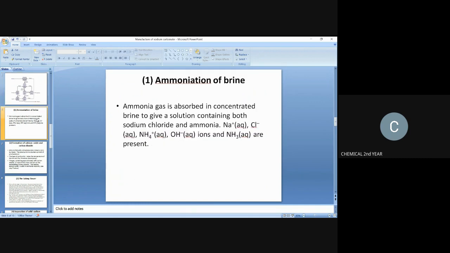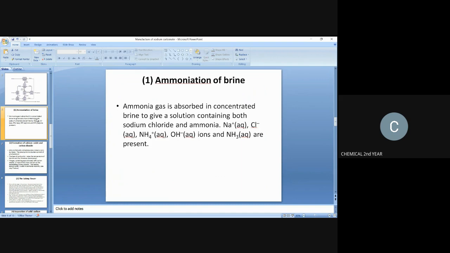The first step is ammoniation of brine. Here, ammonia gas is absorbed in concentrated brine to give a solution containing both sodium chloride and ammonia. Na+ aqueous and Cl- aqueous, and OH- aqueous and NH4+ aqueous are present.